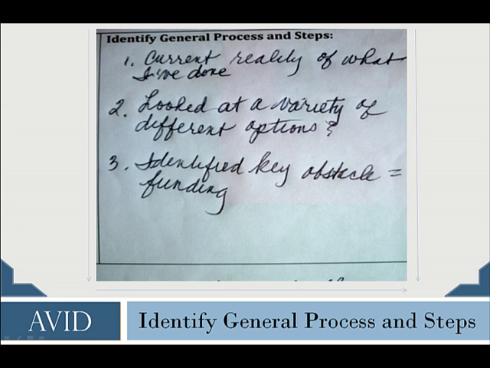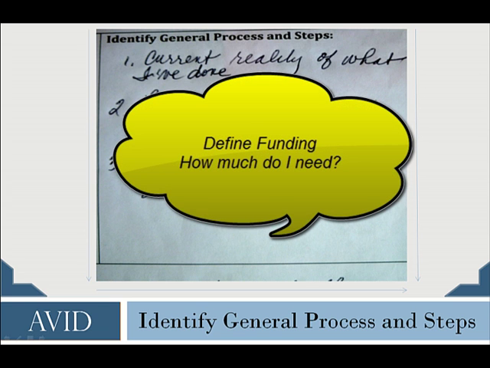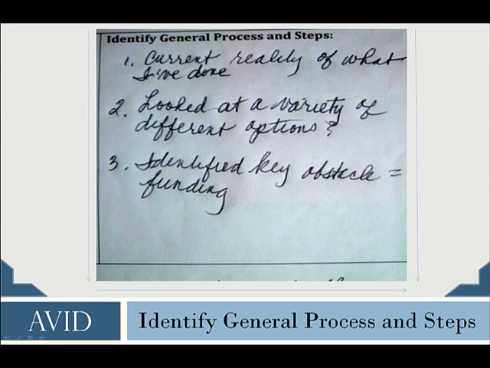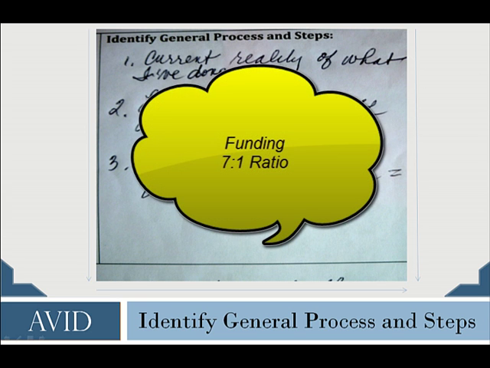I want to take some time now for some additional items you might want to consider. You may need to now define funding and how much funding is needed to pay your tutors. You may need to research the pay rate in your district and identify the total number of hours you will need tutors working in order to determine how much funding is needed. Don't forget, you will need a 7-to-1 student-tutor ratio.